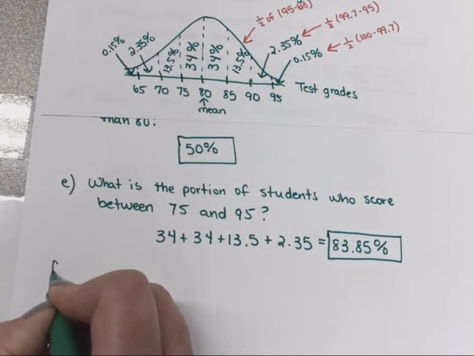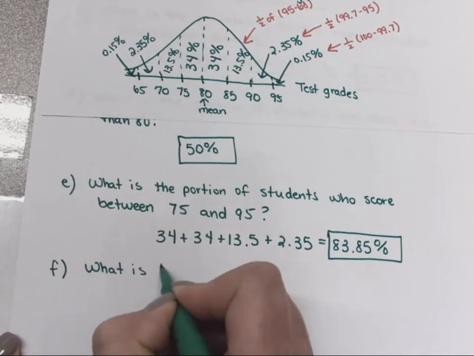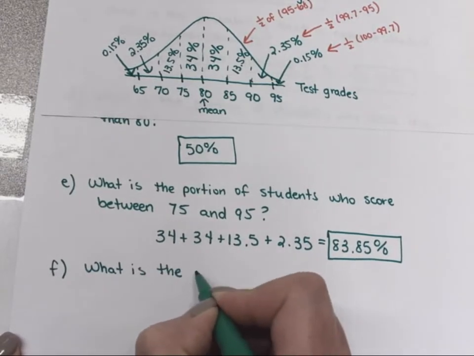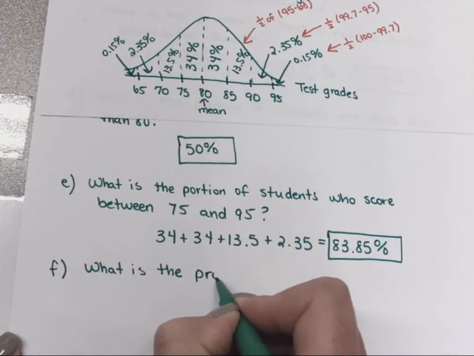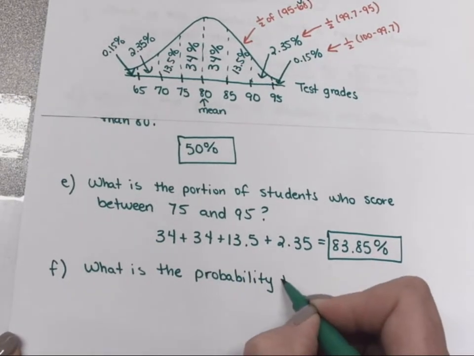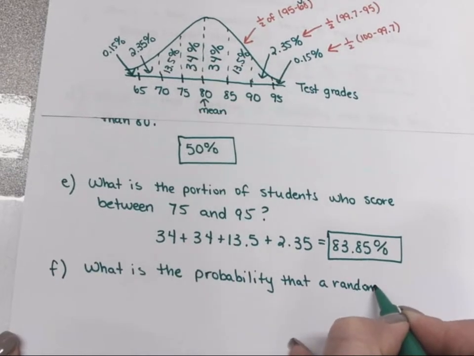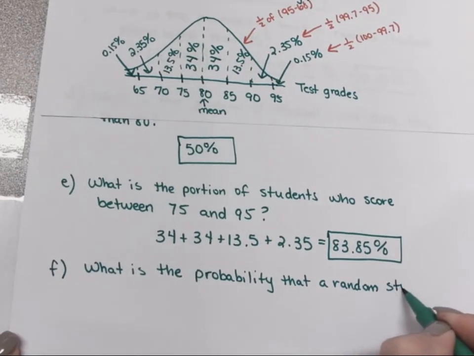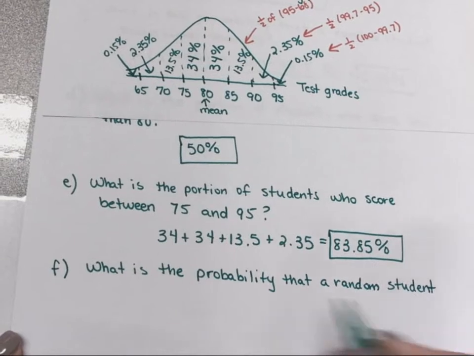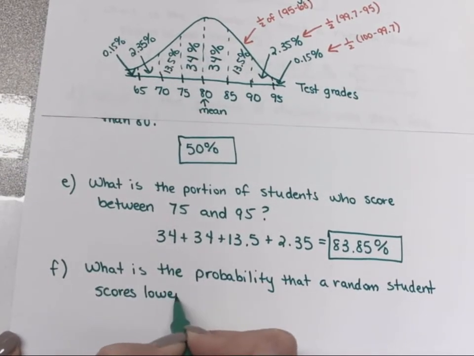So one more question, and then we're going to kind of generalize this for any question, not just this test question or this test grade question. So what is the probability that a random student scores lower than 90?